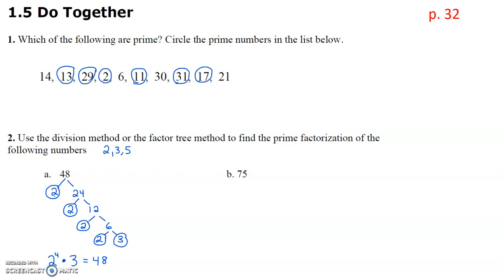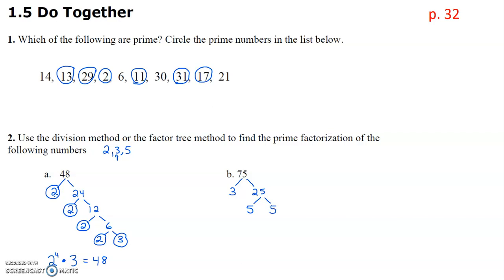Now for 75, we cannot divide by 2. So what we want to do if we're using factor tree is go to our next prime number, which is a 3, and try that. 75 does divide by 3, makes 25. Again, can't divide by 2, can't divide by 3, but I can divide by my next smallest prime number, which is a 5. So I'm going to do that. 25 divided by 5 is 5.